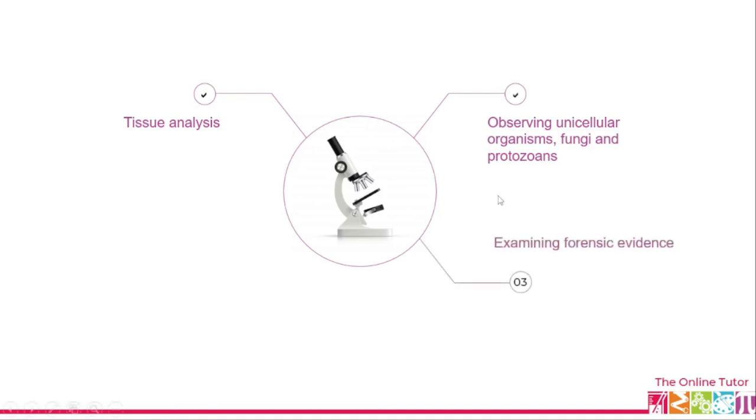We also use the microscope for examining forensic evidence. So for instance, after a crime has occurred, you see experts coming over to take forensic evidence. Now these evidences are sent back to the laboratory to be analyzed, and they use microscopes for these analyses. So that is one of the uses of microscope.